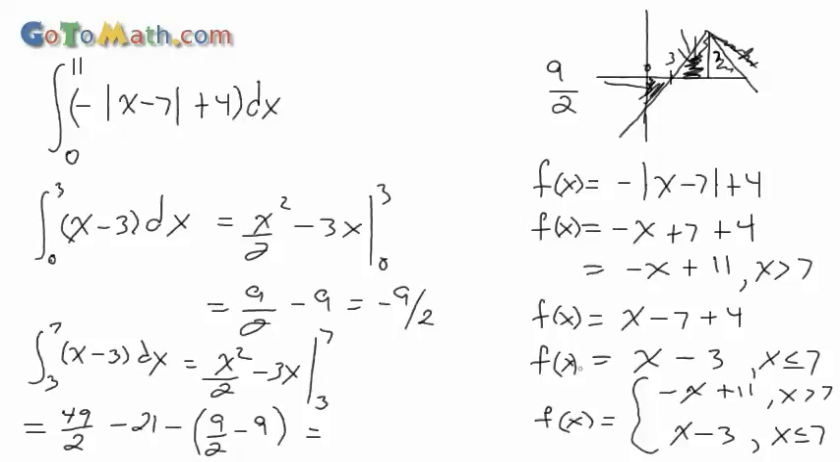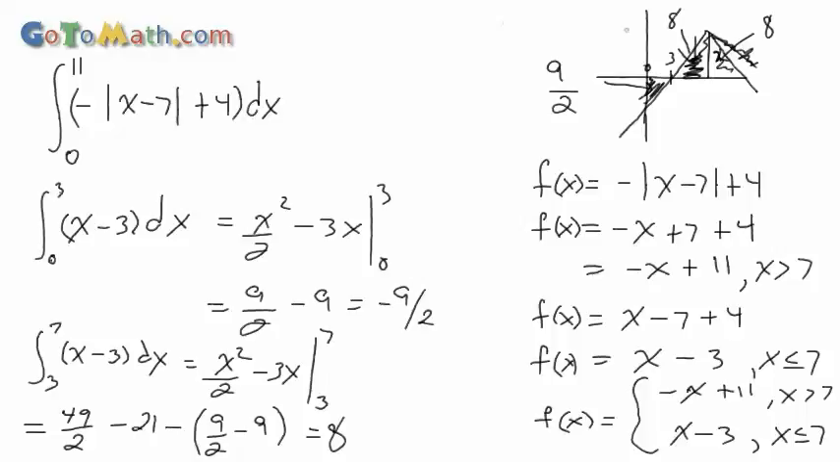49 over 2 minus 21. And then we got a minus, and a minus 9 halves is going to be a plus 9 halves, isn't it? That makes sense. Is that right? Yeah. 8. I'm getting a nice number like 8. That's nice. Wow. So this area is 8. So if this area is 8, then there ain't no need to do the calculations for this guy right here, because we know that this is 8 also.